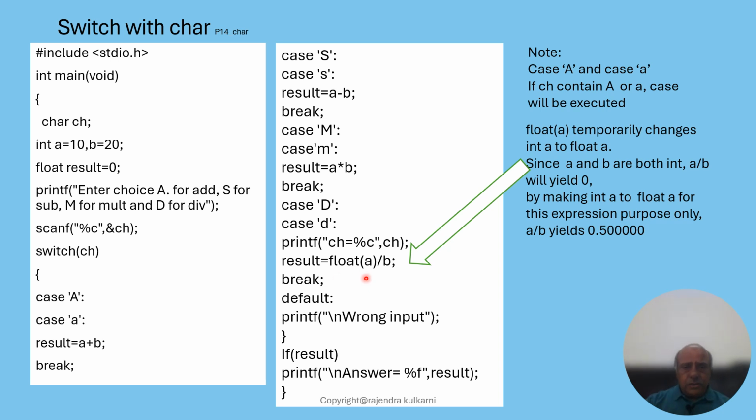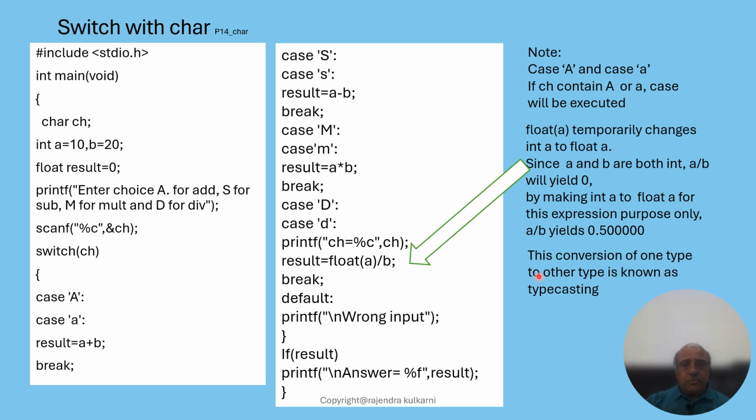What we want is the actual value of the division of a by b. So we are temporarily promoting int a as float a and dividing it by b. The result will be 10 divided by 20, which will be 0.500, and that is what we want. By making int a to float a for this expression only, it does not change a from int to float, it just promotes a to float in this expression only.